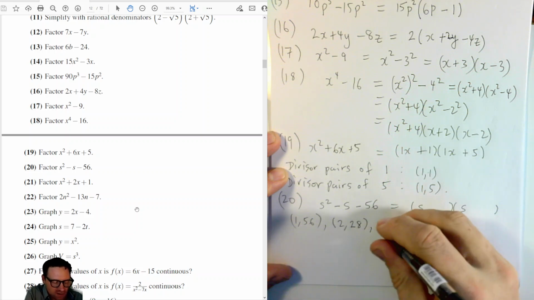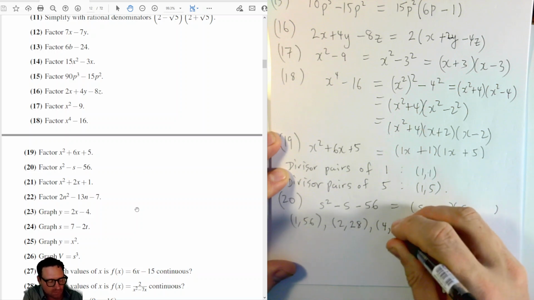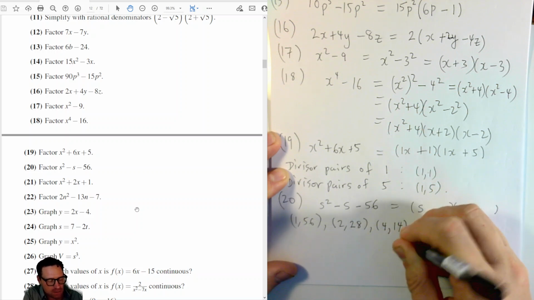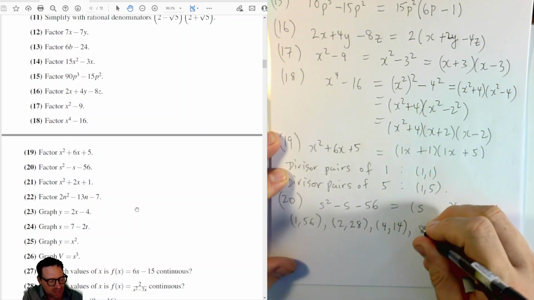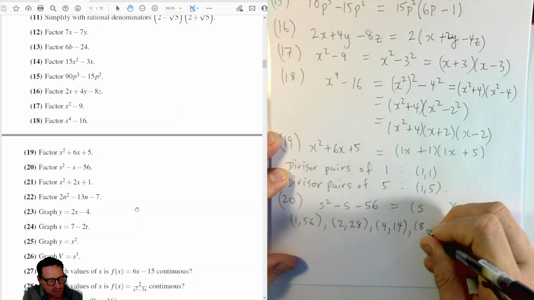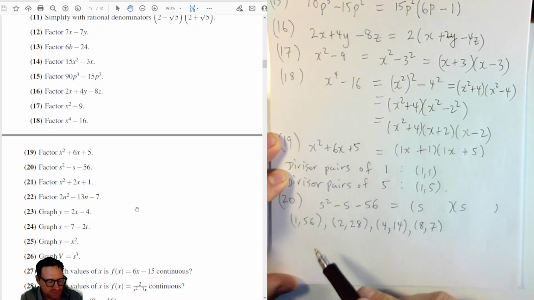So we could have 4 times 14, which is 56, or we could have 8 times 7, or 7 times 8 is 56. Okay, so I've listed all of the divisor pairs of 56.